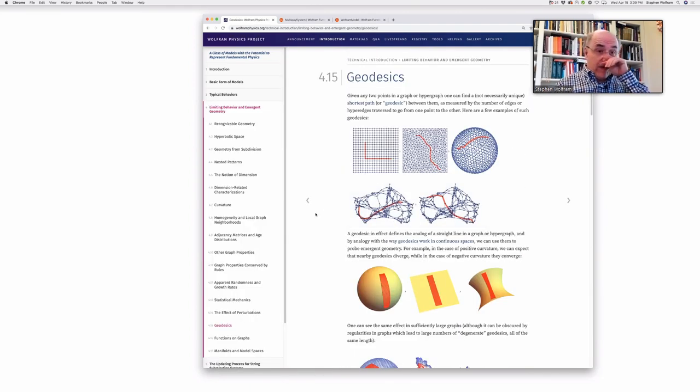All right, so the simplest measure of distance in space on the spatial hypergraph is the graph distance between points. If you're going from this point to this point, you're asking what is the shortest path through the graph to get from one point to the other. That's the simplest notion of distance that we have in these hypergraphs, and it's a well-defined notion of distance. It satisfies all the standard axioms that a distance should satisfy.